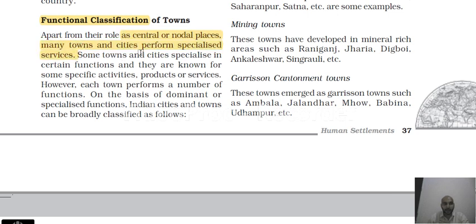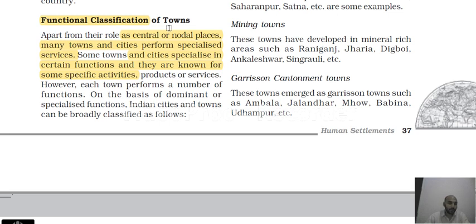A city or town can have specialized functions for which it is known. Some towns are generally known for particular things. Mumbai is known as the financial capital of India. Chandigarh is one of the administrative towns in India. Jharia, in Jharkhand, is famous for coal mining.